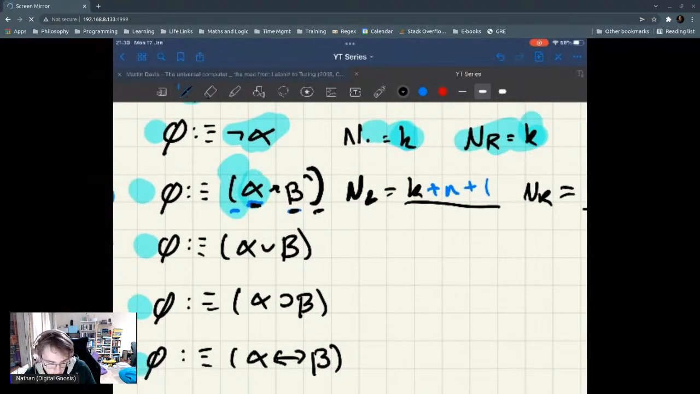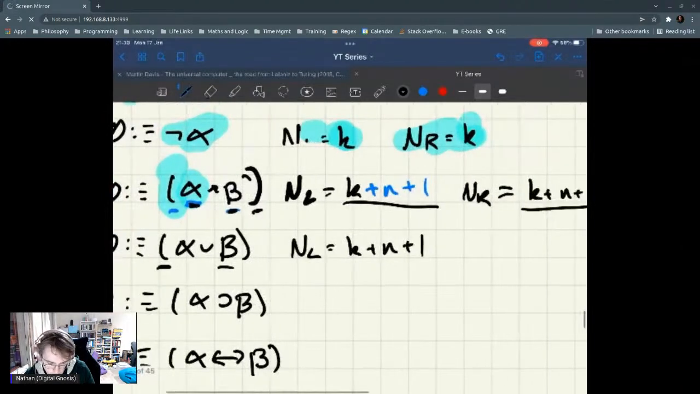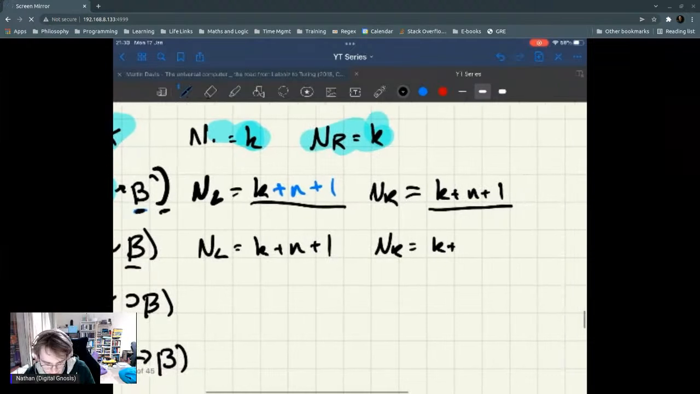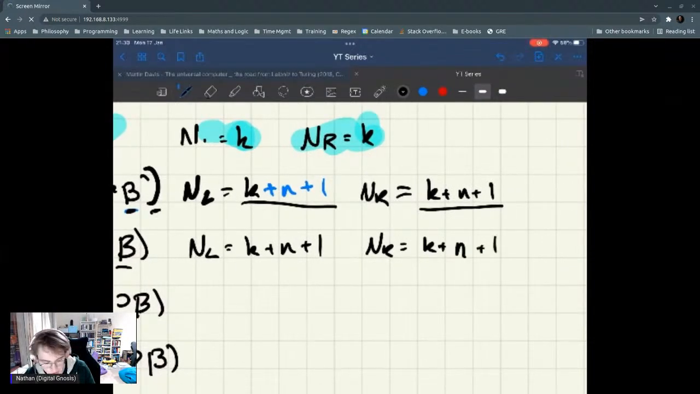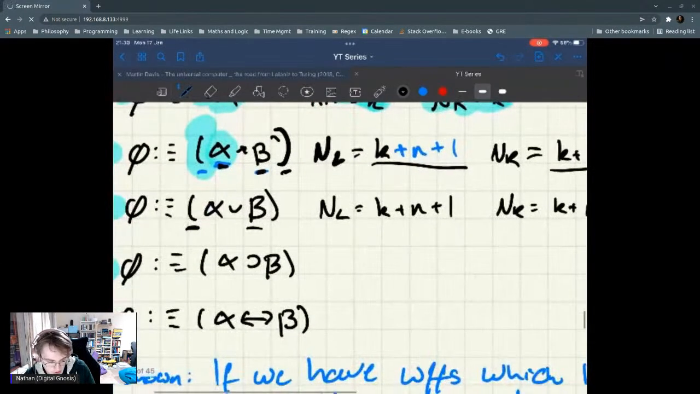So in this case, alpha, let's count the number of left-hand brackets first. Alpha we know has k as its number. Beta has n as its number, sorry. And then we've got 1 added in here to make it a well-formed formula. And then the number of right-hand brackets is going to be k again plus n plus 1. So that's the same, and that's just going to be the same in each of these cases. We don't need to show that.